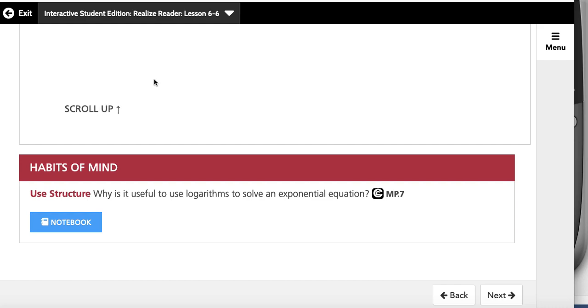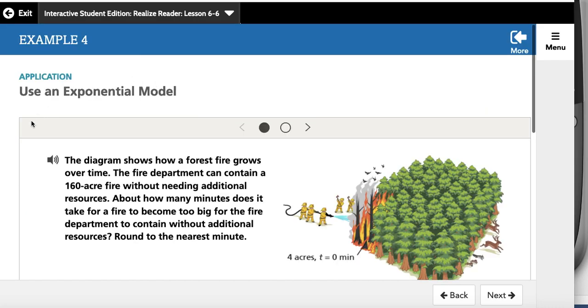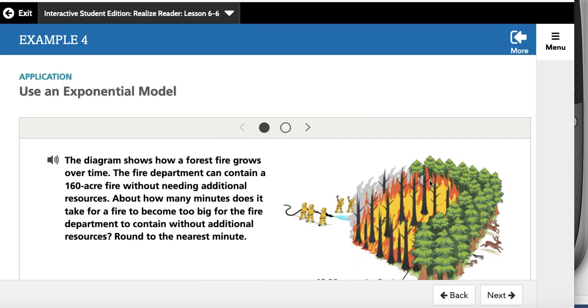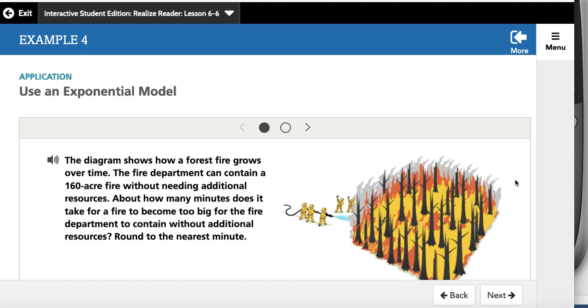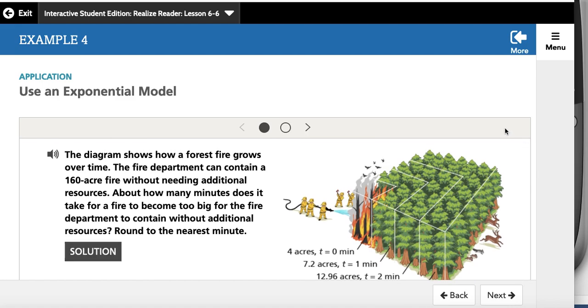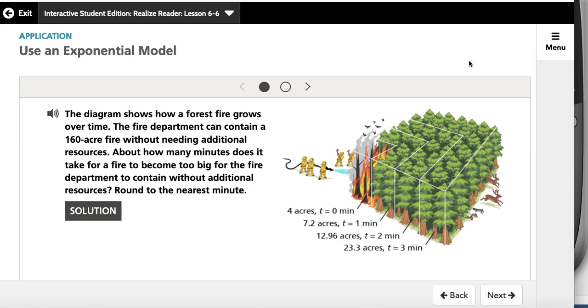Scroll up, you got it. Here we have a fire. Oh, look at that fire. It's just going right through the forest. I wanted to point that out to you because I can't get the video to happen again.